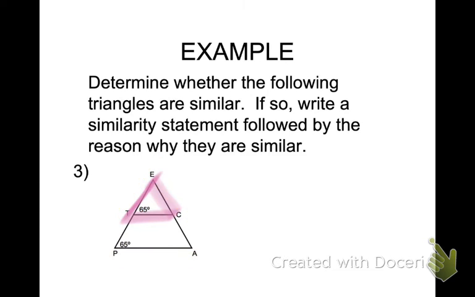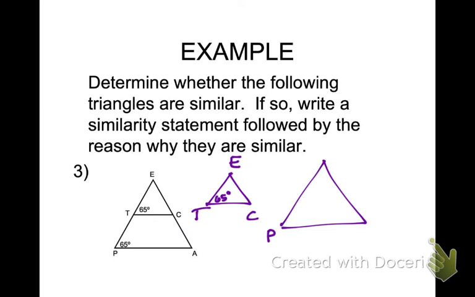Yeah? All right, if I rewrote these separate, so triangle TCE, with this being 65 degrees, and then triangle PAE, with this being 65 degrees, do we have two congruent angles? I've got one, right? I've got T and P being congruent to each other, but I do have another one that's congruent. What do they both have in common?